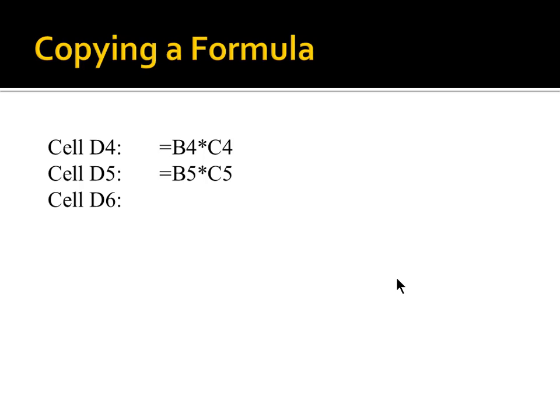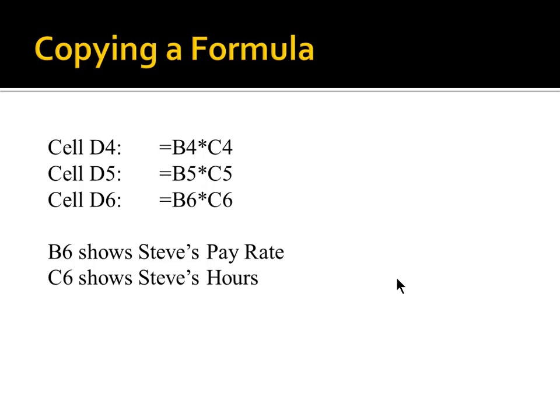Well, if you look at D4 and D5, it changed. The first address is B4, and it changed to B5. So don't you think it would change to B6? And if you look at the second address, in row 4 it was C4, and in row 5 it changed to C5. So in row 6, it would change to C6. So B5 times C5 would change to equals B6 times C6. And there it is, equals B6 times C6 for row 6, because B6 is Steve's pay rate and C6 is Steve's hours.